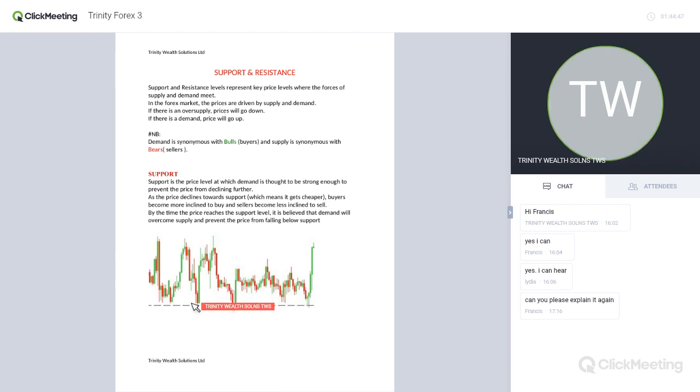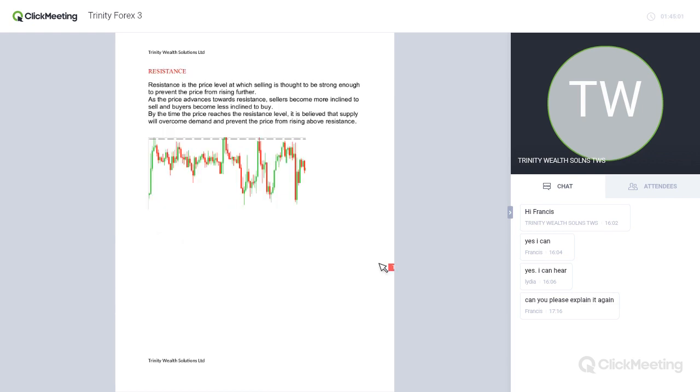So this is our support. The bulls are waiting here. The sellers push the market, bulls come in and they push the market back up. So it becomes strong, it's like a floor. They're unable to penetrate through. All right. Then resistance is the opposite.